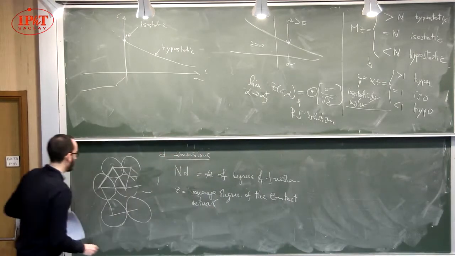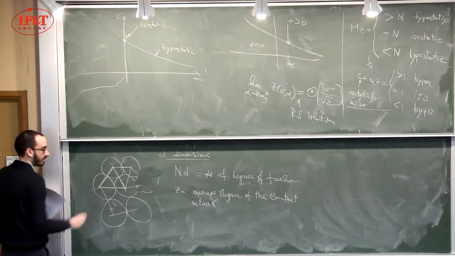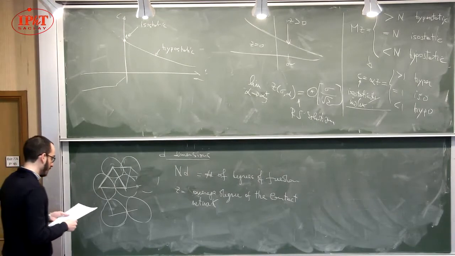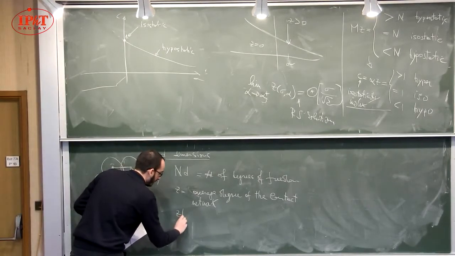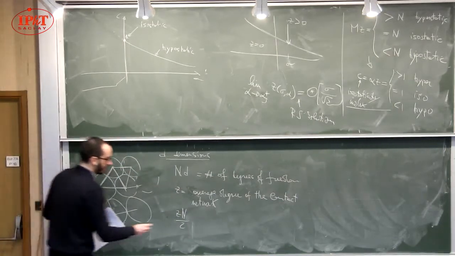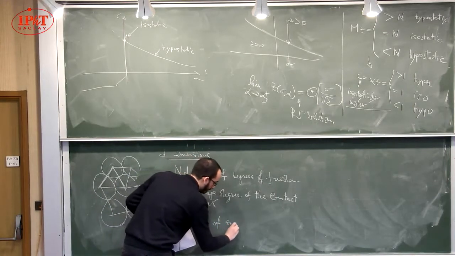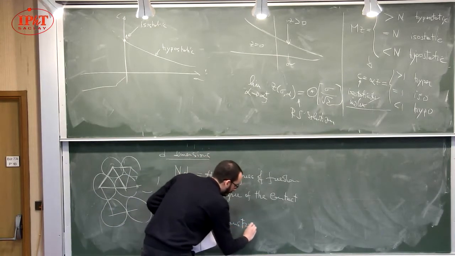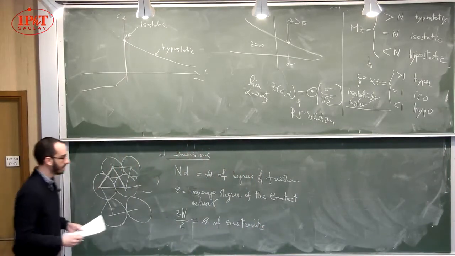So it tells you a typical sphere, with how many spheres it is in contact. Okay. So the total number of constraints here is z times n divided by 2, right? So this is the number of constraints, the number of contacts.